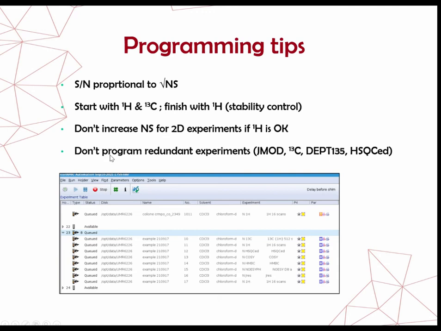But please don't use JMOD or DEPT anymore if you ask for the HSQC. HSQC will be a very short experiment, usually only 10 or 15 minutes, and JMOD or DEPT are insensitive techniques because they are direct carbon-13 observation, and so they are longer. So if you want to save spectrometer time, just ask for the HSQC, not the direct carbon detection, and then the two-dimensional experiments.